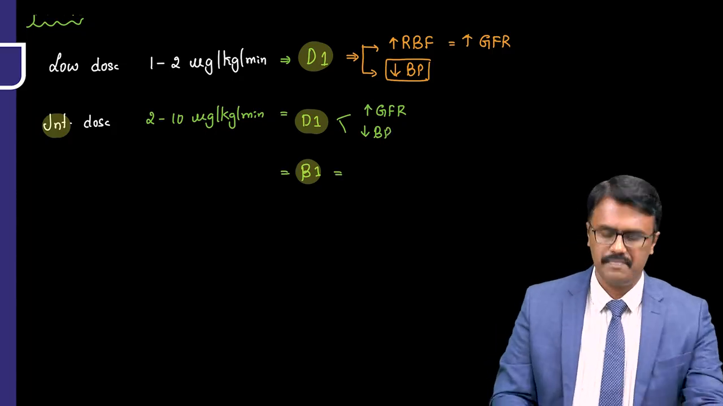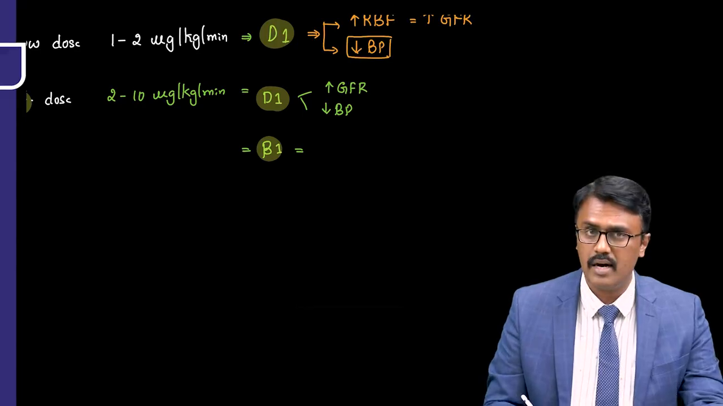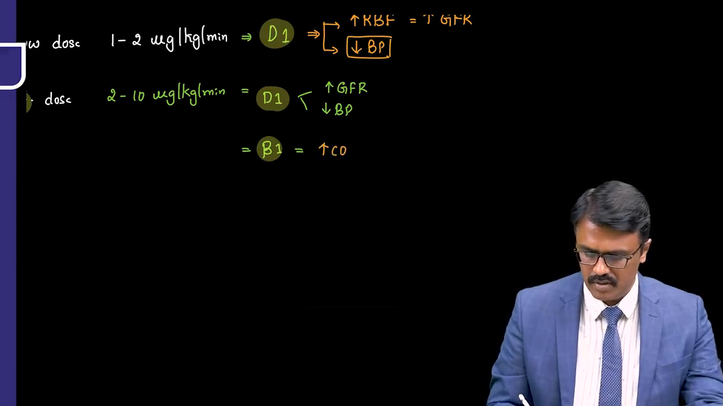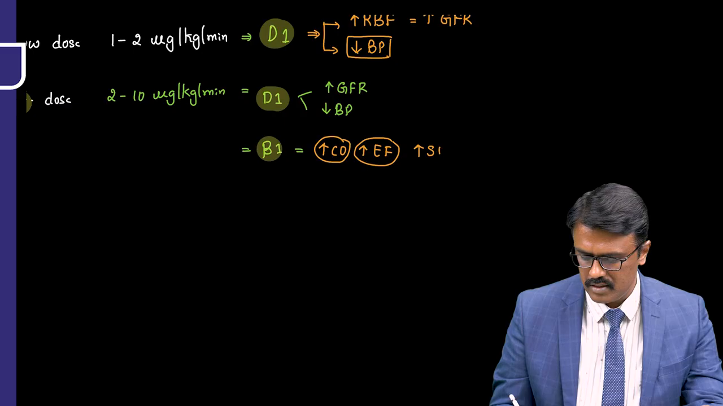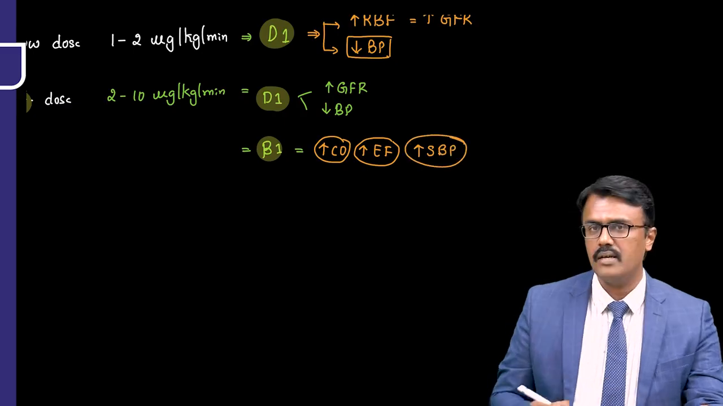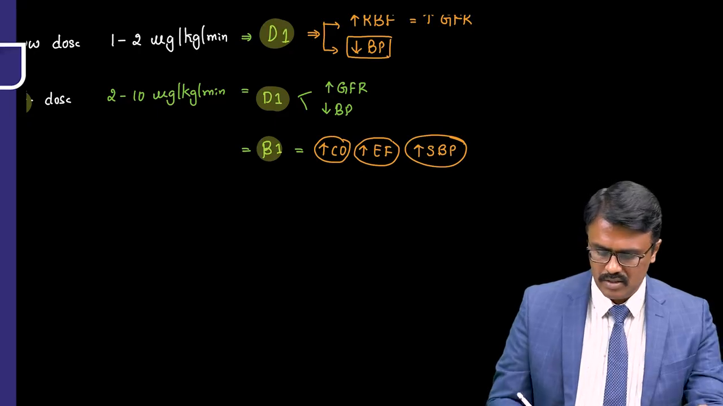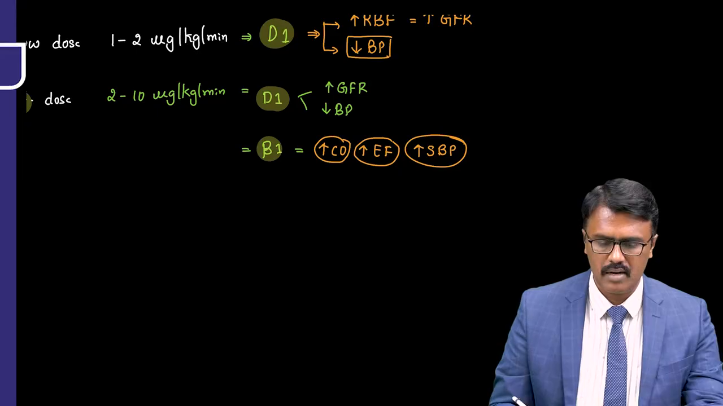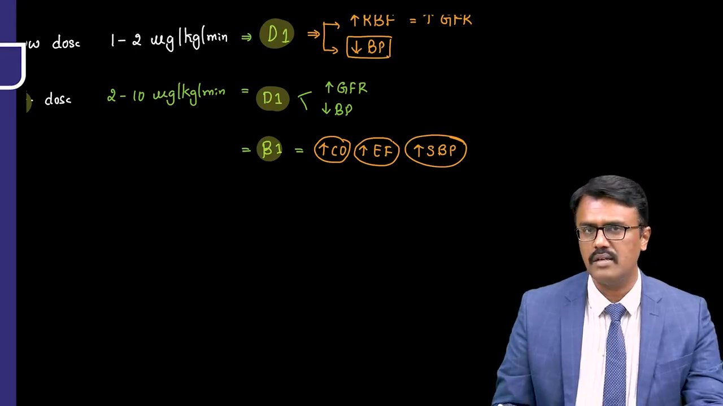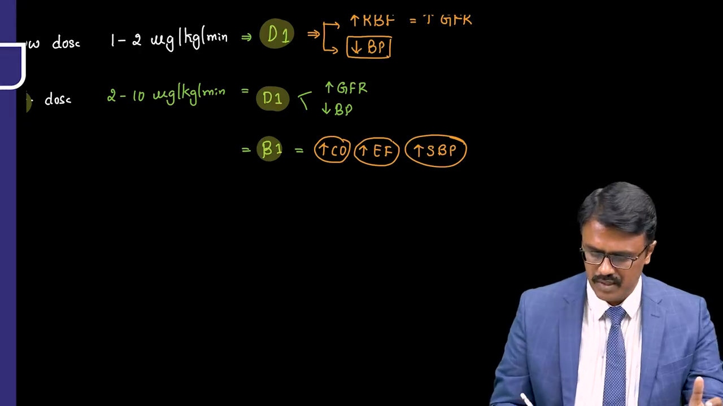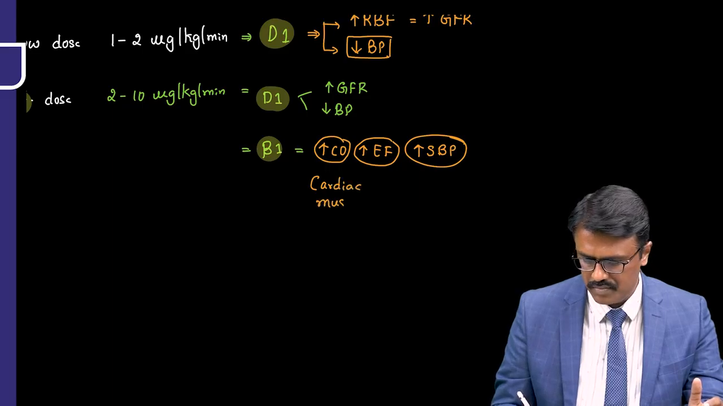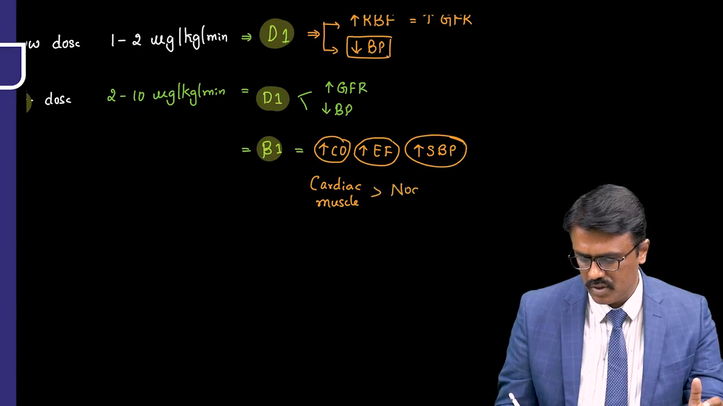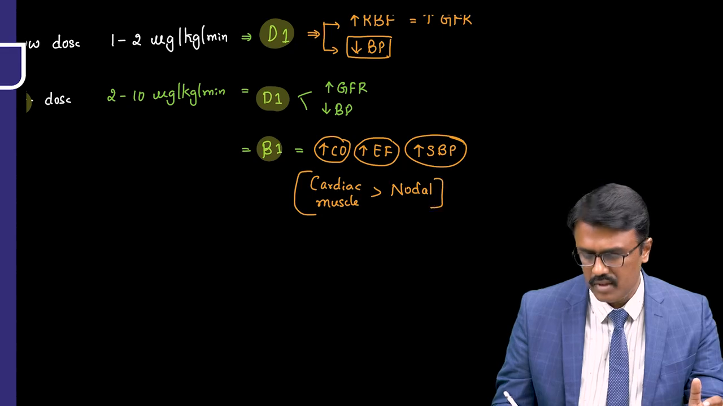Now what happens in beta 1? In beta 1, it mainly acts on the heart muscles and increases cardiac output, increases ejection fraction, and it can increase the systolic BP. So that is the importance of that. Will it cause tachycardia too much? No. Because at that dose, it will mainly act on cardiac muscle tissue more than nodal tissues. So the tachycardia is not so significant with this.